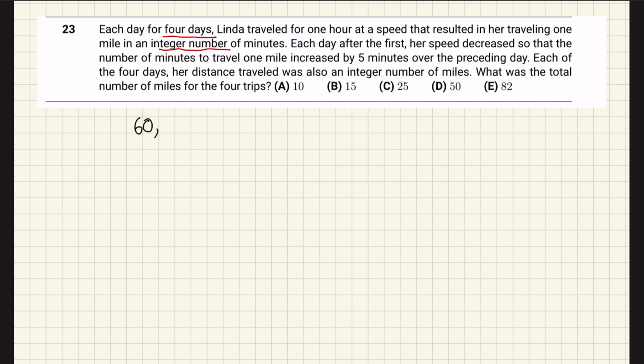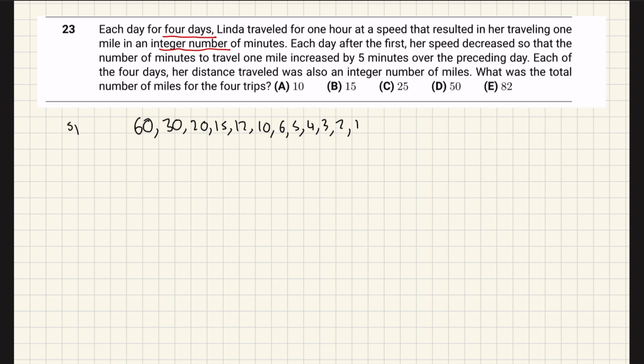Well, it could be 60 miles per hour, so she'd do 1 mile a minute. 30, 20, 15, 12, 10, 6, 5, 4, 3, 2, or 1 miles an hour. It could be any of these. So each day after the first, her speed decreased so that the number of minutes to travel 1 mile increased by 5 minutes. So what we need is factors that are going to be different by 5 minutes.